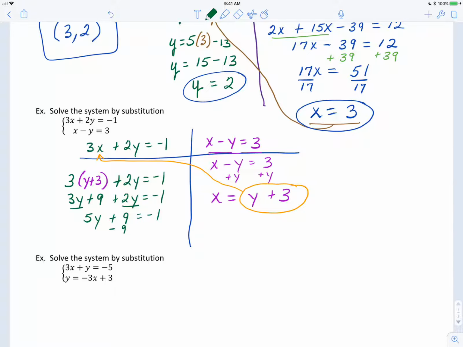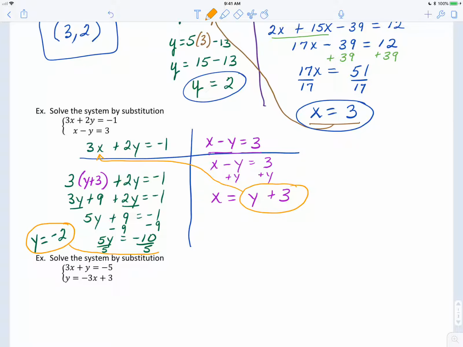We're going to solve for y by subtracting the 9 from both sides. So 5y is now equal to -10. Divide by 5. So y is -10 divided by 5, which is -2. So now we take this value, y is equal to -2.